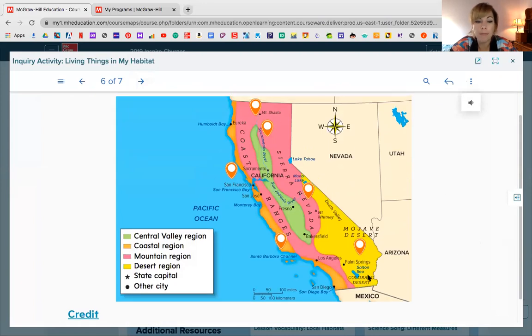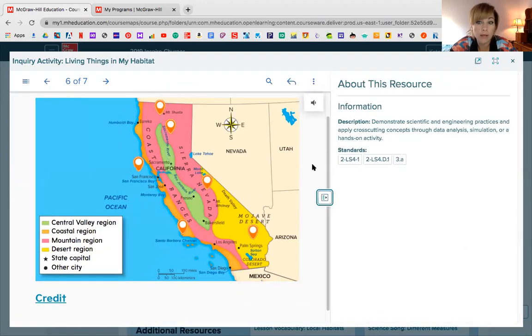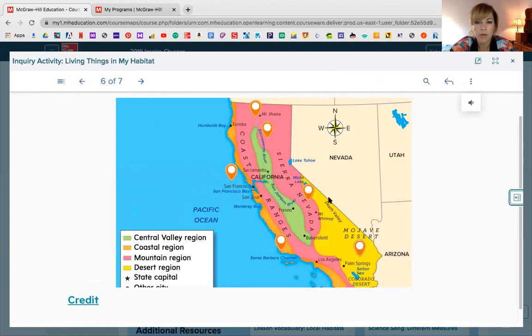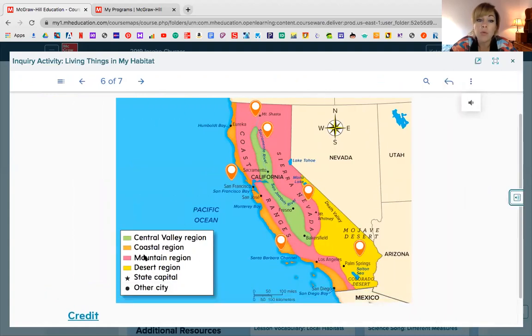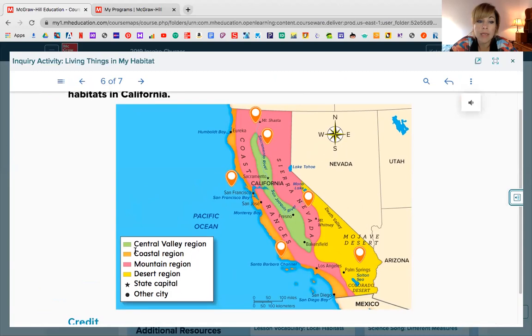So here is a map of California. This is where we live, okay? And remember, we've learned about keys. So we have keys and symbols. Anything that's green is called the Central Valley region. Orange is the coastal region. Coastal means it follows the coast, where land and water meet. So here is the coast of California. Mountain regions is this pink section.